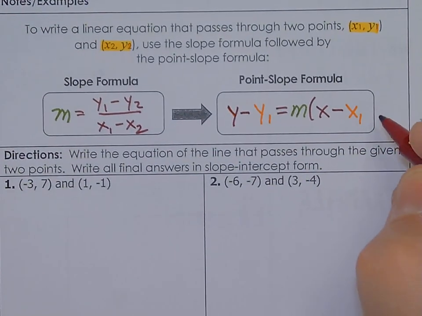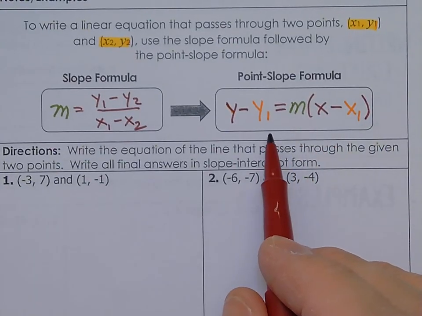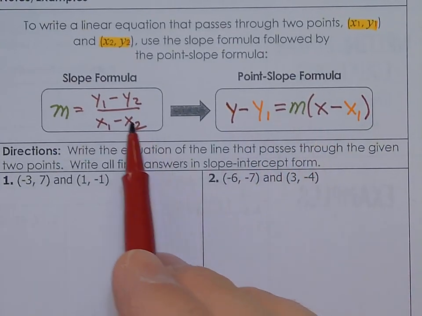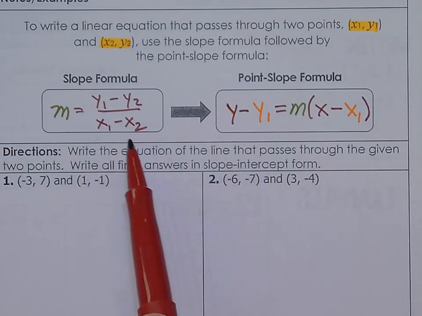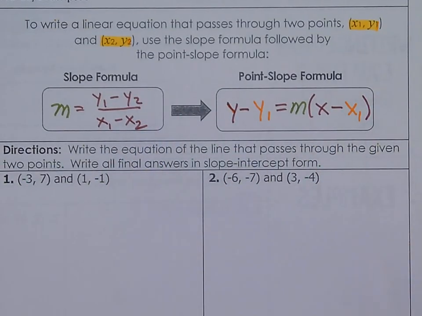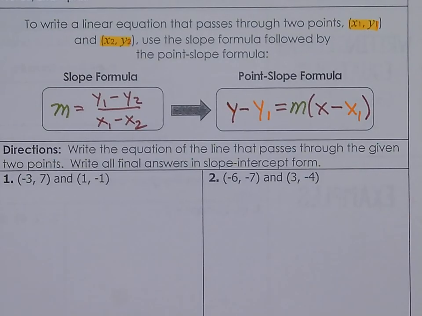So if we have a slope and any one point, we can write the point slope formula. We need 2 points to find the slope, but once we have the slope, we can use either one of those 2 points, x1, y1, or x2, y2, to get the point slope formula. And it will become the same thing if we then convert it to slope-intercept form. So it'll look different as point slope formula, but it all reduces to the same slope-intercept form. Okay, so let's apply this.